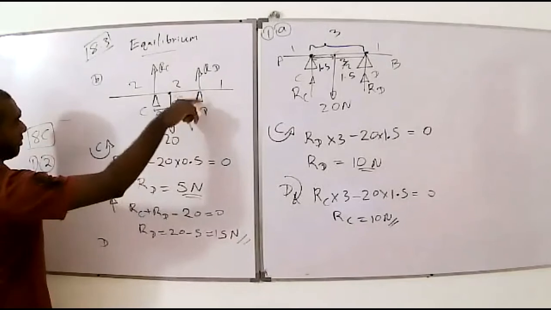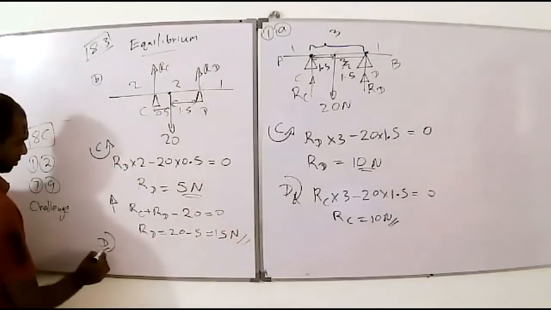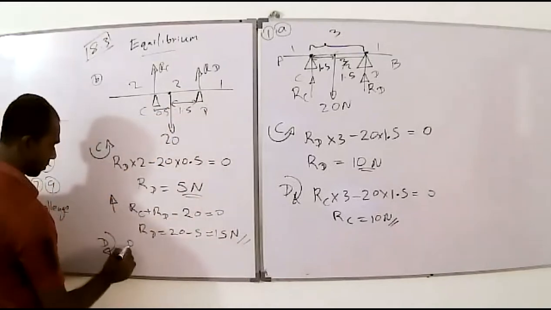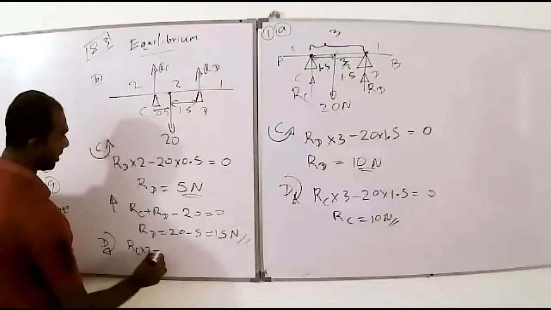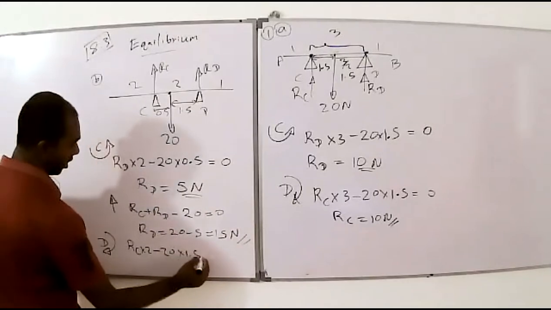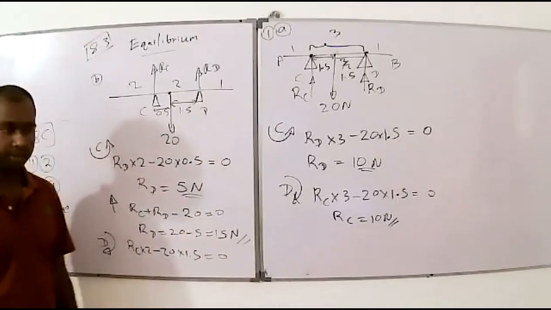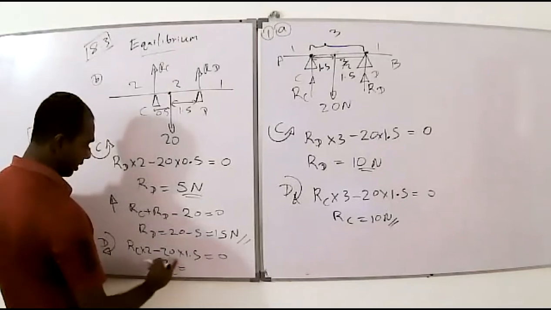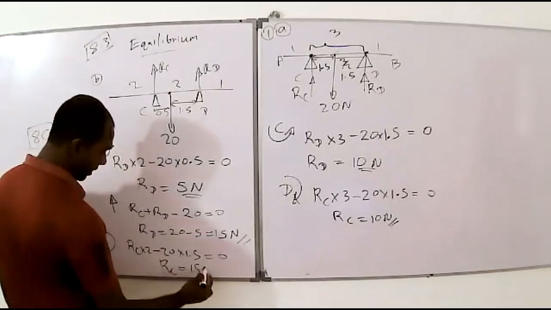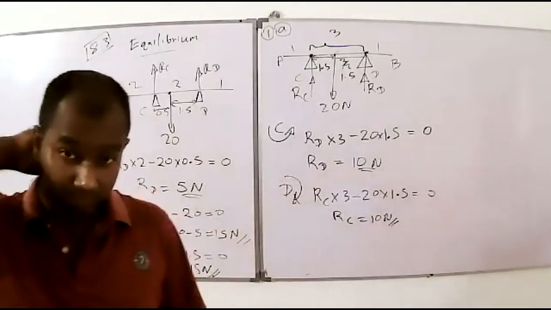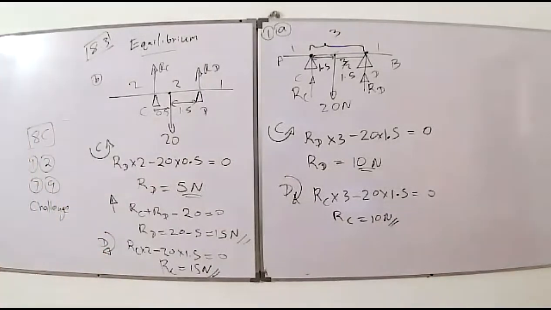So when you take moment around D, I'm going to take clockwise. So RC times 2 minus 20 times, what is the distance? 1.5 equals 0. Why? Because it is in equilibrium. So you can have RC equals how much? 30 divided by 2, 15. See, it doesn't matter which theory you are using. If it is the correct theory, you can have the correct answer.